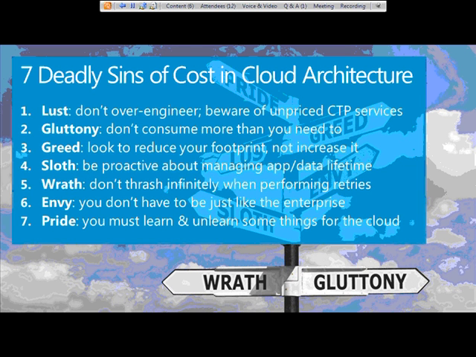And number 7, pride. You might be a seasoned professional, but the fact of the matter is to really use the cloud effectively, especially from a cost standpoint, there are some new things you need to learn and maybe some things you need to unlearn.